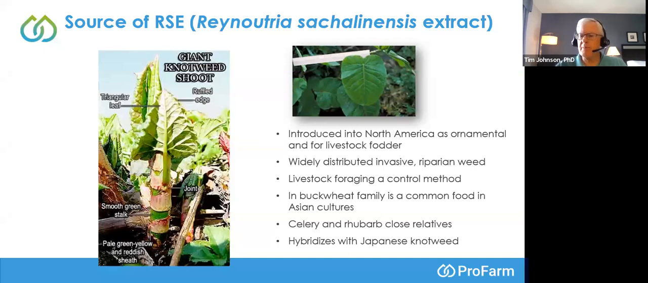It is in the buckwheat family. It is used as a food in Asian cultures. It is closely related to rhubarb and celery. It also hybridizes with Japanese knotweed that was brought over to the US as an ornamental. And when I used to live in Pennsylvania, you could find Japanese knotweed or a hybrid of Japanese knotweed with giant knotweed growing in a lot of our ditches and a lot of our stream and river banks. It's really quite aggressive.